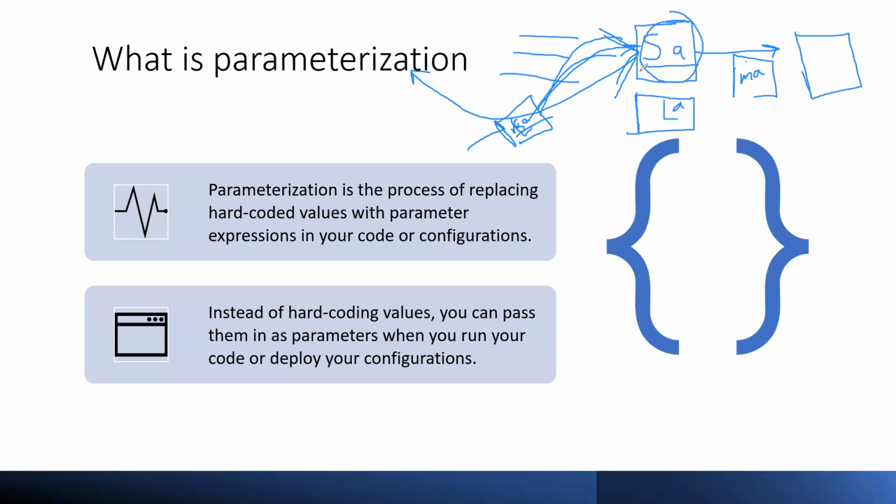It means we are replacing hard-coded values with a parameter expression in your code. So instead of hard-coding values, you can pass them as a parameter when you run your code and deploy your configuration. I hope it is clear now. But why do we need parameterization?